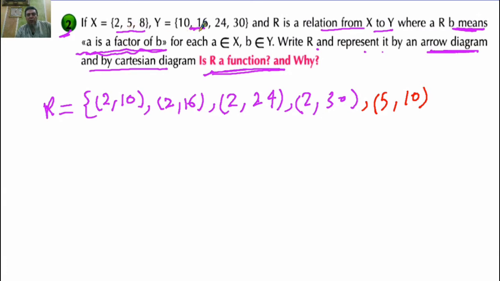5 is not a factor of 16, not a factor of 24, but 5 is a factor of 30 because 30 is divisible by 5. So (5, 30). 8 is not a factor of 10. 8 is a factor of 16, yes, (8, 16), because 16 is divisible by 8.